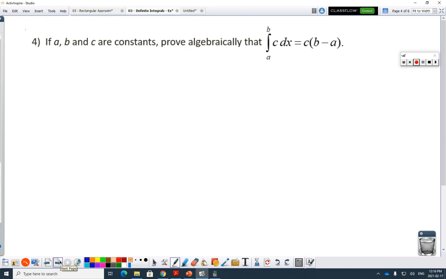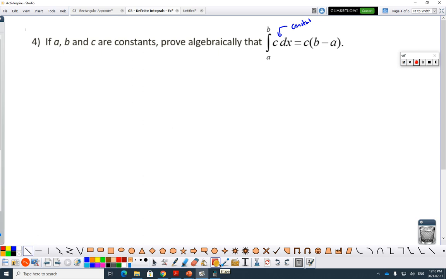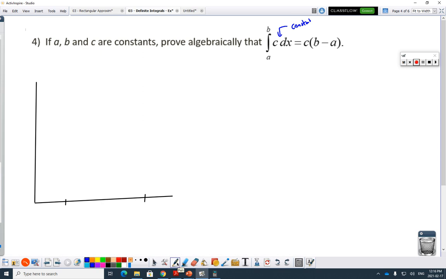This says if a, b, and c are constants, prove algebraically that the integral from a to b of c dx is c times b minus a. What? Inside here, the integrand is a constant. And they didn't tell me what the number was, but they said it was a constant. We're finding an area, and this area goes from A to B. They didn't tell me what A and B are, but they just said it goes from A to B.